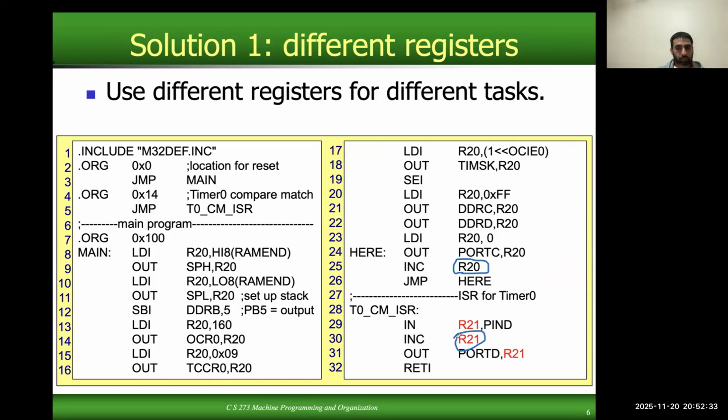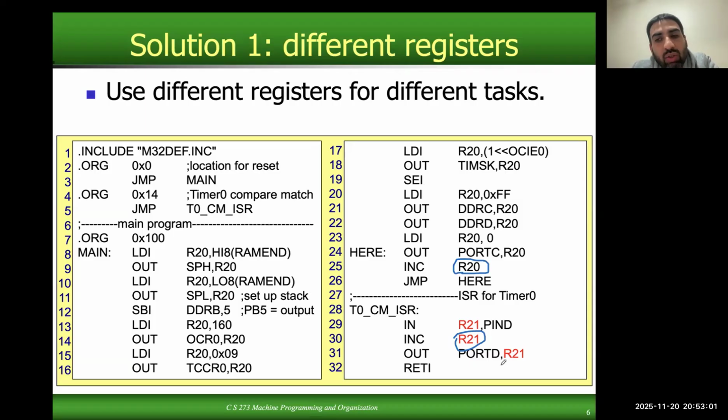So you can do that to handle the conflict. But what if there are not enough registers available? For example, let's say you have no more registers available to be used. Let's say you have only a single register R20, right? So you cannot use R21. So what can you do?